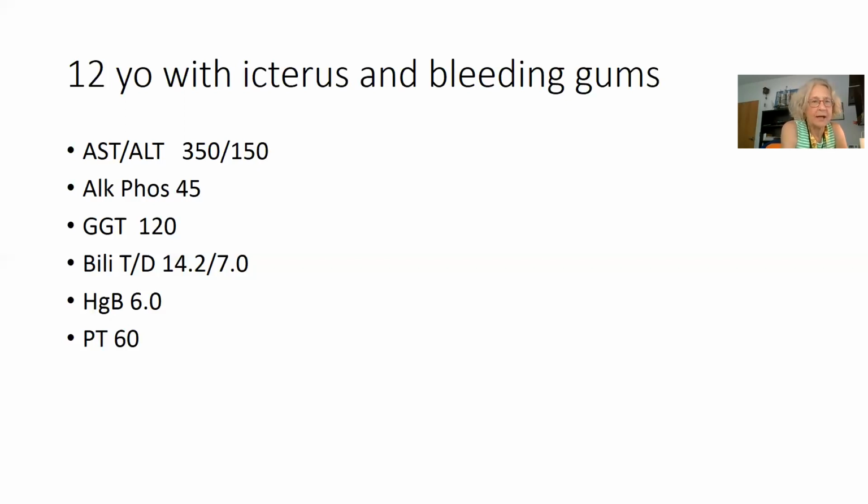I put this on here because it's something that you can't afford to miss, because this child needs a liver transplant very quickly, or they'll quickly go into liver failure and cerebral edema.